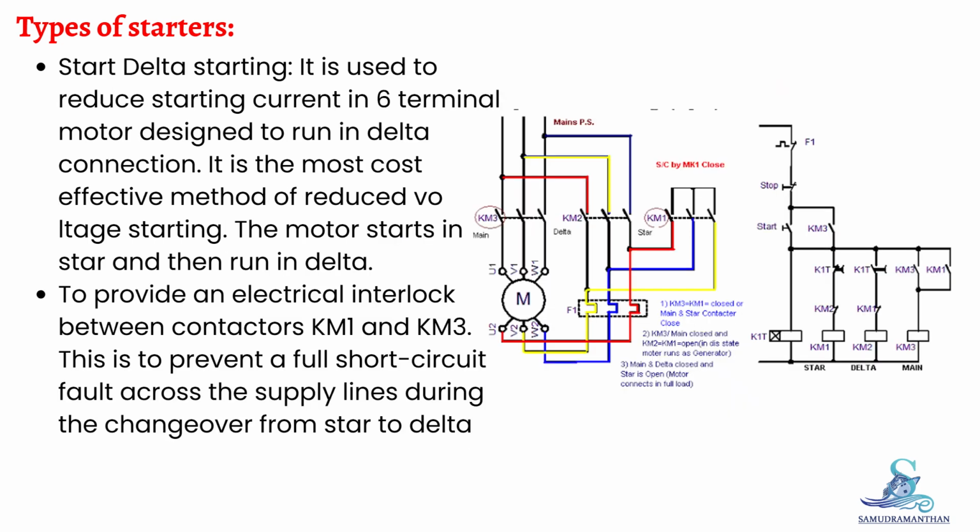Star-delta starting. It is used to reduce starting current in a 6-terminal motor designed to run in delta connection. It is the most cost-effective method of reduced voltage starting. The motor starts in star and then runs in delta. An electrical interlock is provided between contactors KM1 and KM3. This is to prevent a full short-circuit fault across the supply lines during the changeover from star to delta.